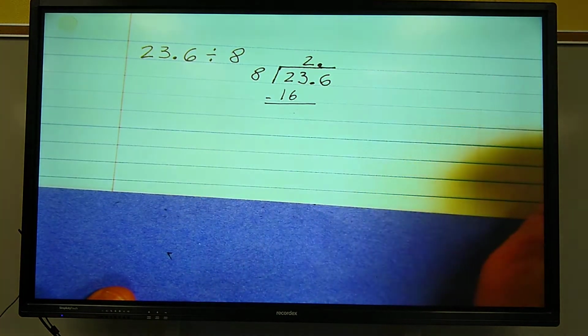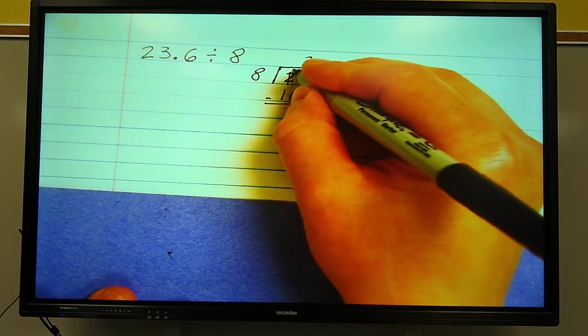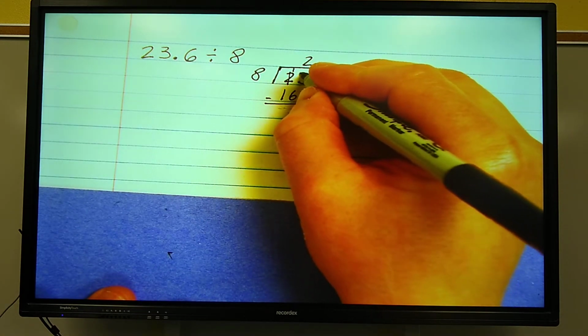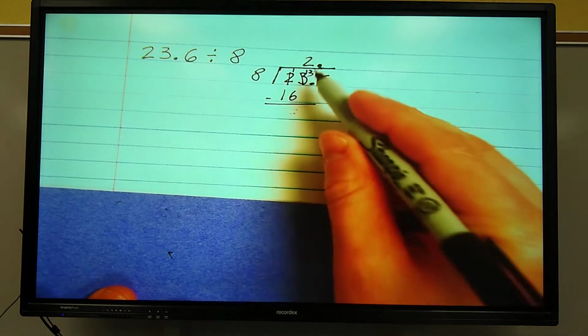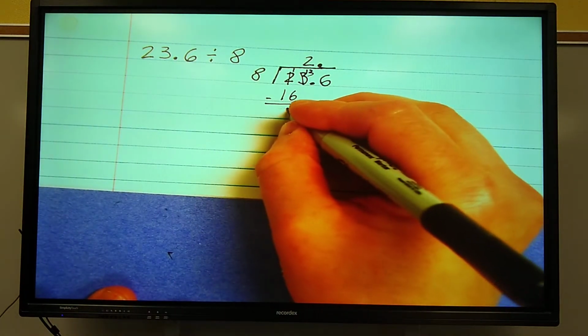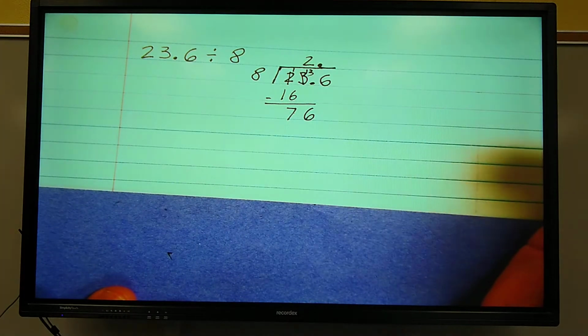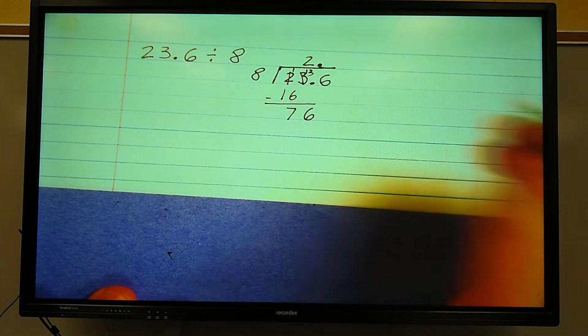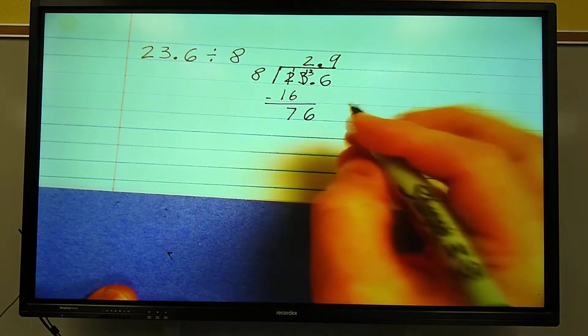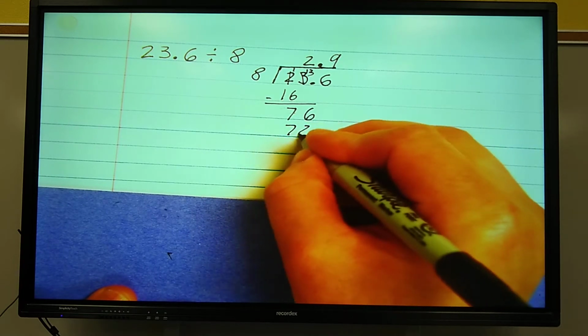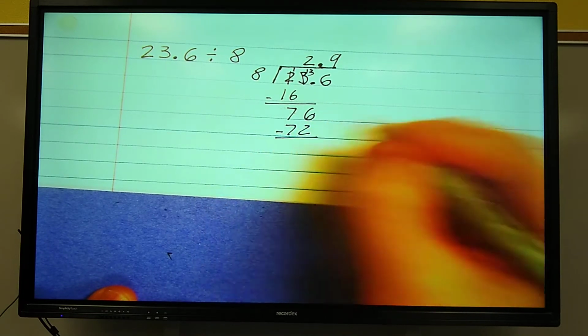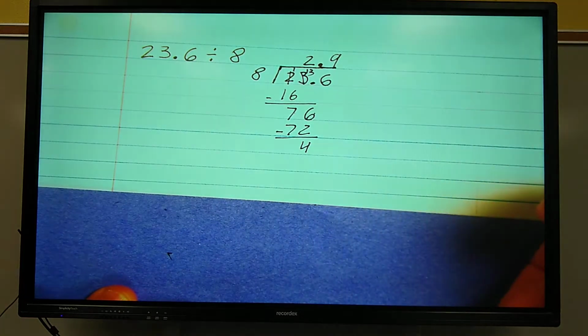Now I have to subtract. I borrow from the 2. The 3 becomes a 13. 13 minus 6 is 7. I bring down the 6. 8 goes into 76. How many times? 9 times. 9 times 8 is 72. 6 minus 2 is 4. 7 minus 7 is 0.